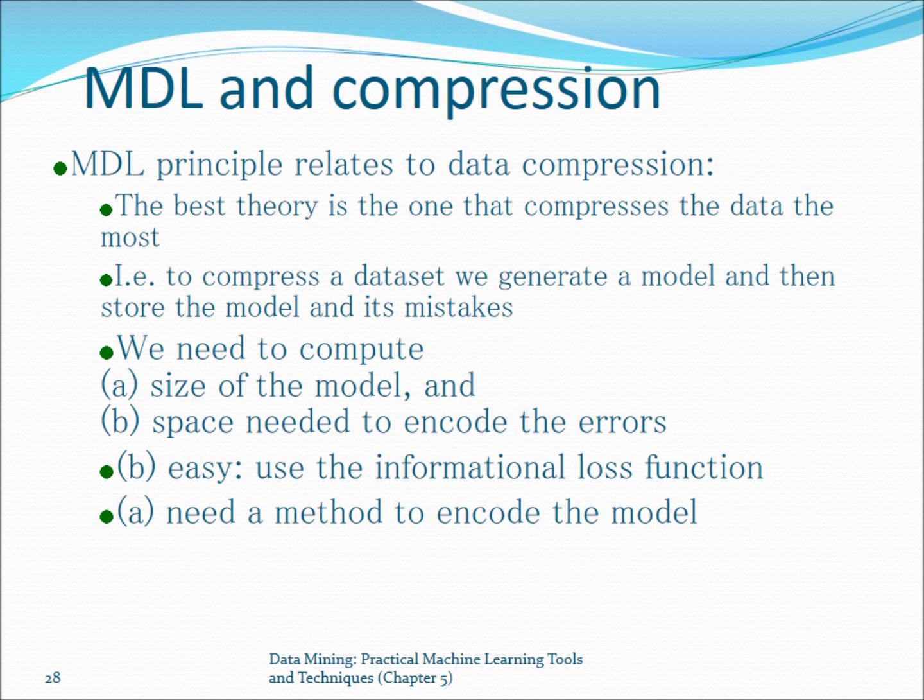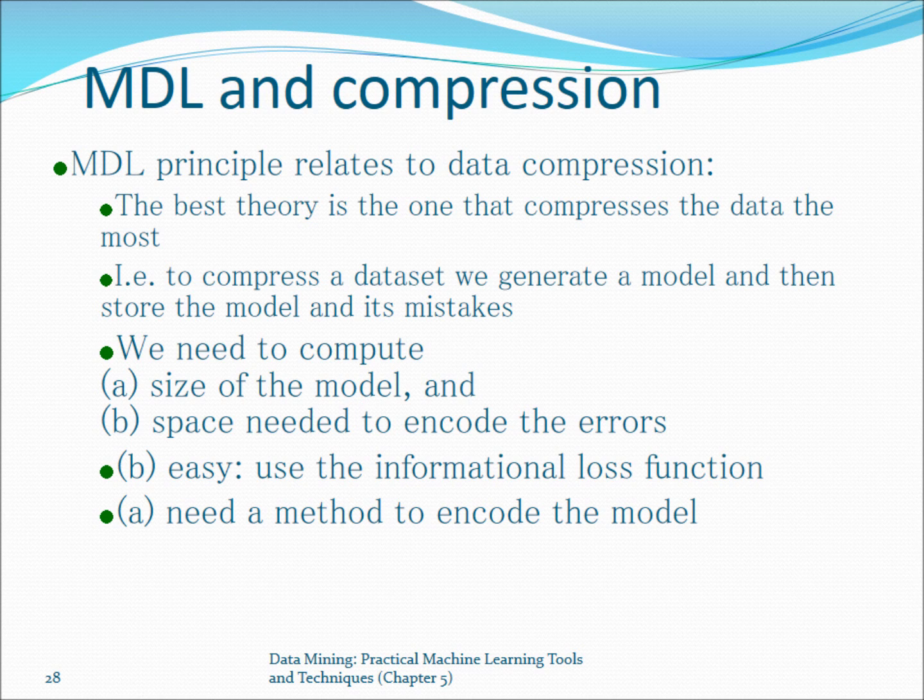MDL compression: you need to compute the size of the model, and the space needed to encode the error. These two are the penalty. And the first, the space needed to encode the error, that's easier. You use the bits to talk about it. And then the loss function is the entropy function, right?